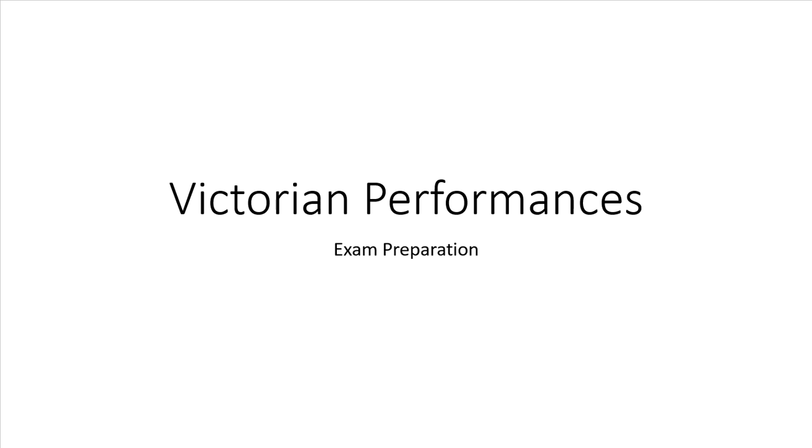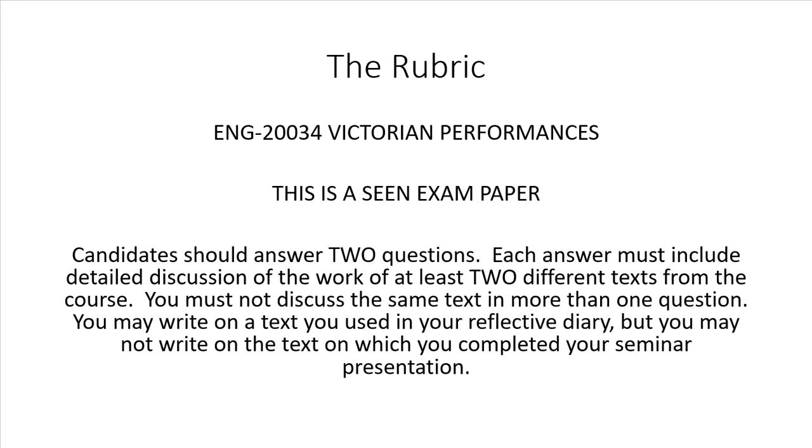So what do we find when we look at the exam paper to begin with? The first thing we find is the rubric. This is a seen exam paper and I'm asked to prepare two questions. I'm just going to look at one in this video. I've got to discuss the work of at least two different texts. So I've chosen my two texts, Lady Audley's Secret and The Importance of Being Earnest.